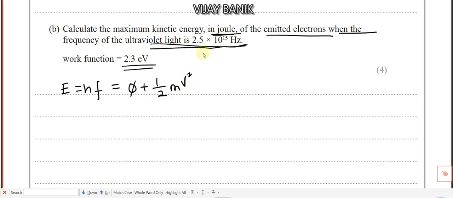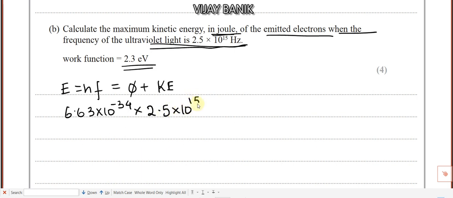Now here, instead of half mv square, I can write kinetic energy, because they are only asking for kinetic energy, not the velocity. So now h I know is 6.63 into 10 raised to minus 34. Frequency I know, that is 2.5 into 10 raised to 15, equals the work function. Now the work function is given as 2.3 electronvolt.